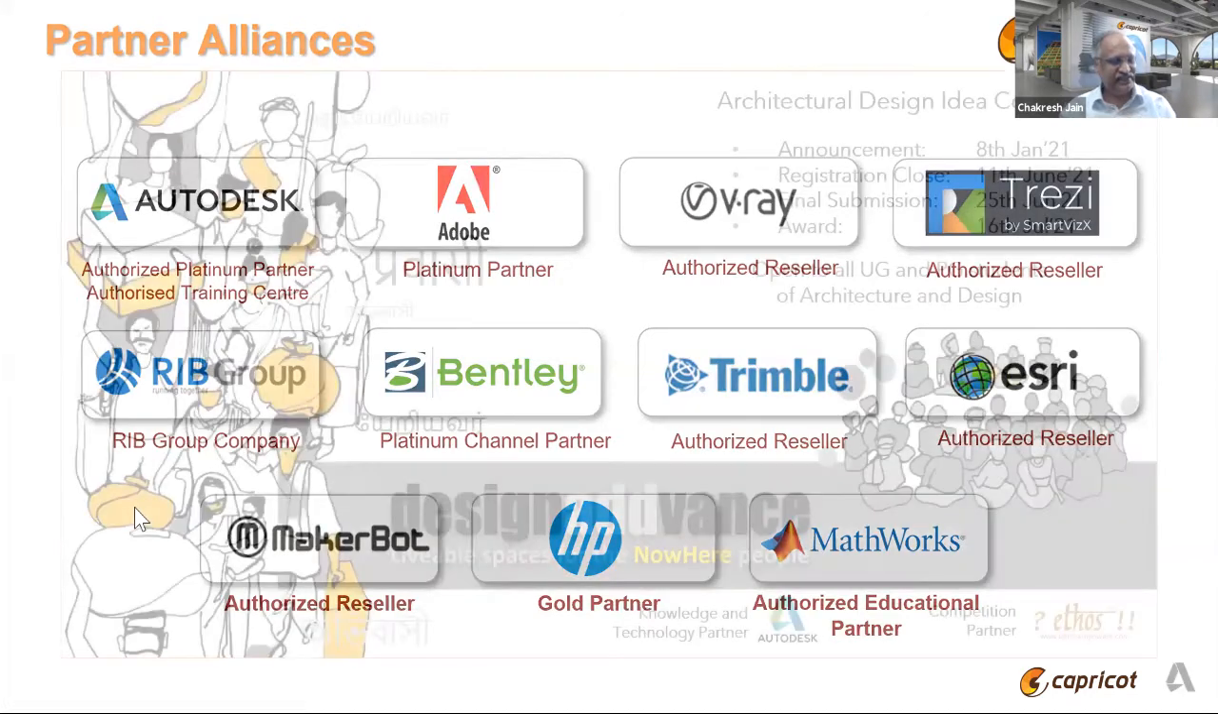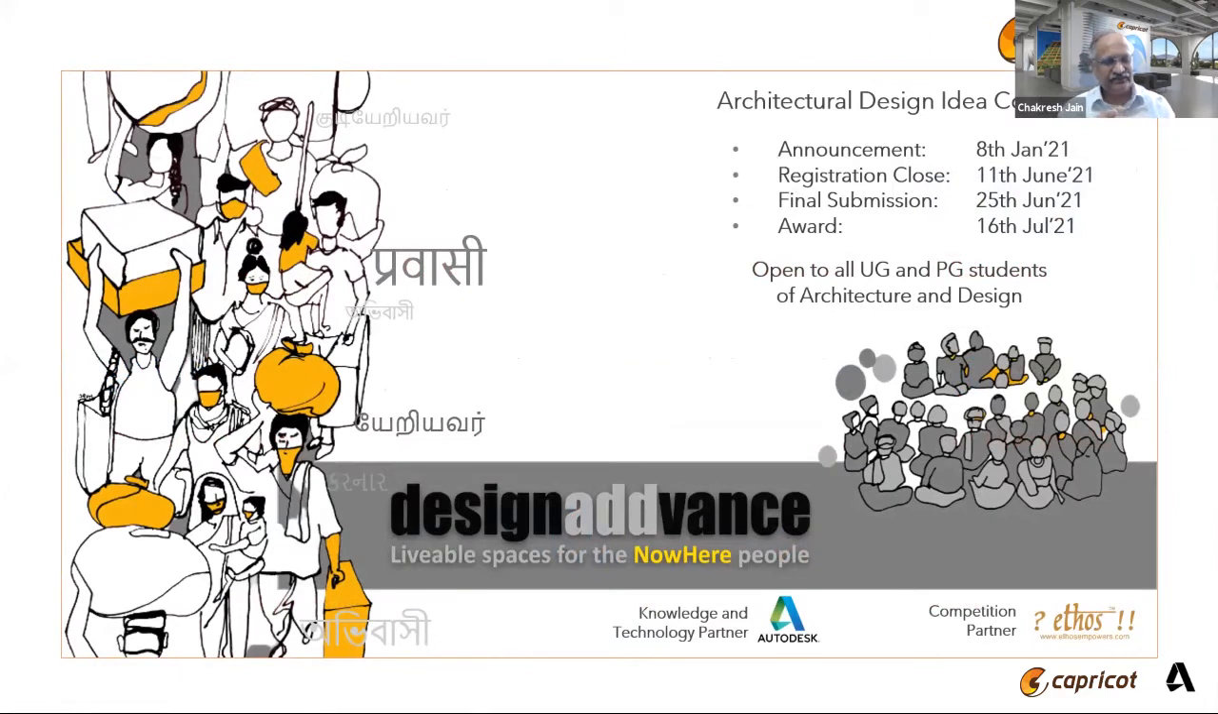Coming more specifically to today's event: last year we had a sudden lockdown announced, and there was a huge challenge with migrant workers. We as an organization thought about how we can contribute towards that. That's where the genesis of this competition came in. We announced this competition, and it is still going on and still open to students to register by 11th June. They can submit by 25th June, and then we will be announcing the final awards on 16th of July.